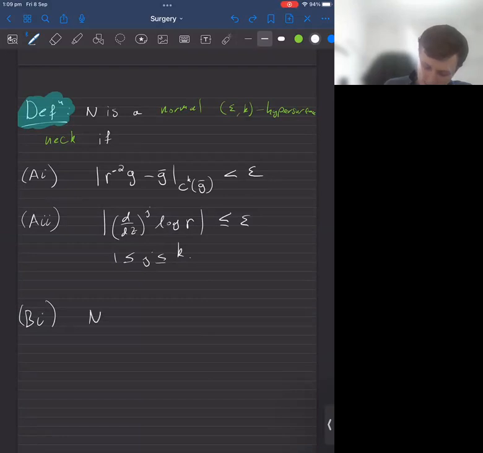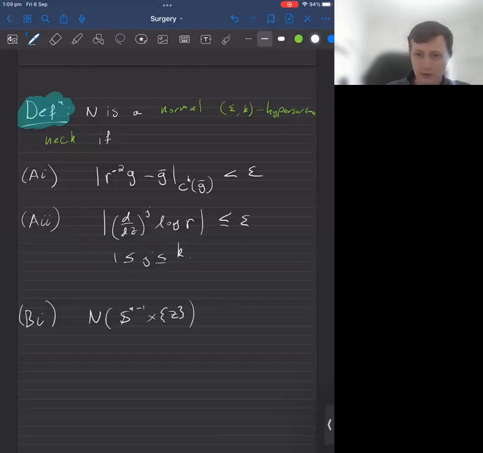So the image of these cross sections, we want to arrange so that this has constant mean curvature.